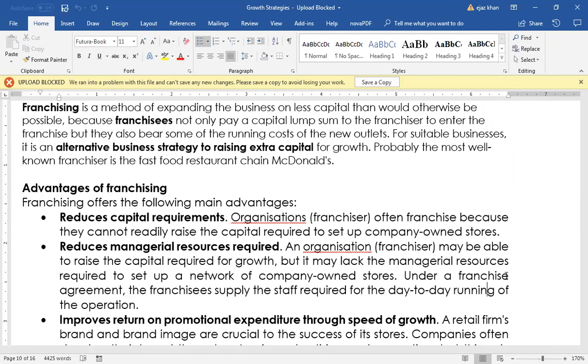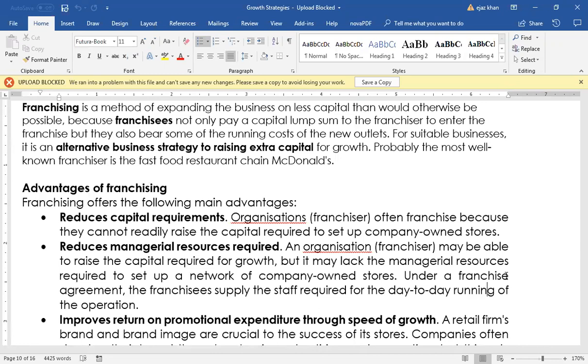You may not be managing that, you may not be investing in that particular branch, but you'll still be enjoying the profits from that branch, because the branch will be using your brand name. So it's a very common way of expanding.